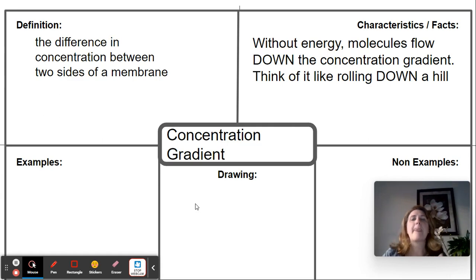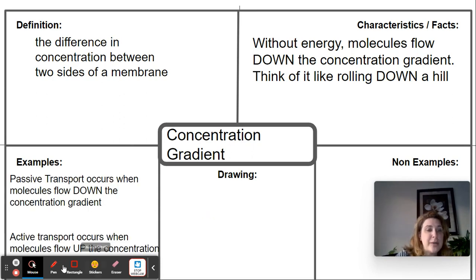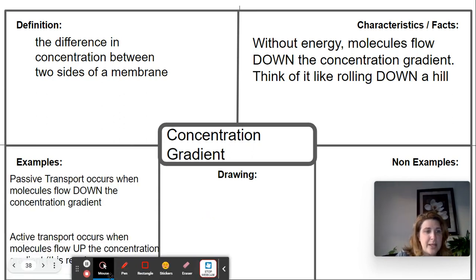Without energy, we say the term is molecules flow down the concentration gradient. That's the normal way. So if there's a high concentration, they're going to move to where there's low. So it's like rolling down a hill. I'm always going to do this, moving down the concentration gradient. There are two examples.